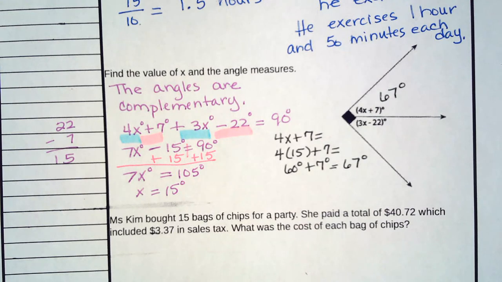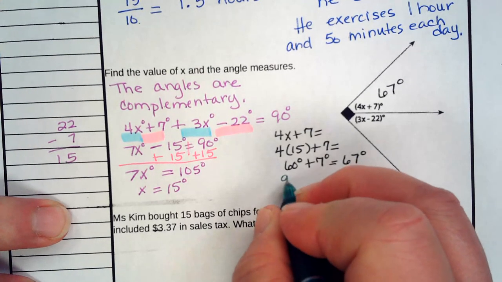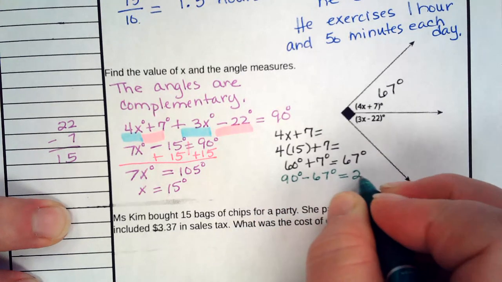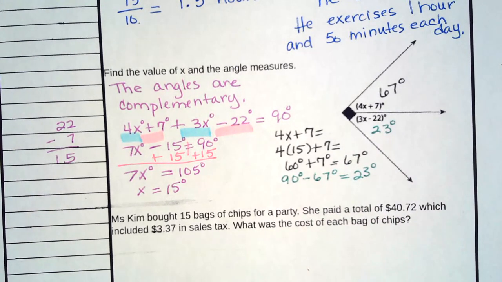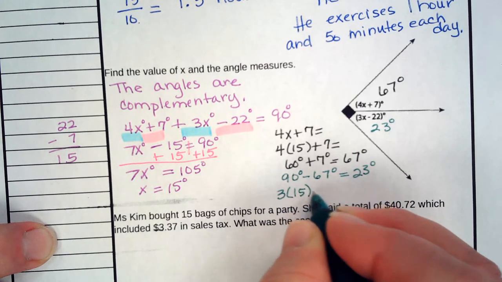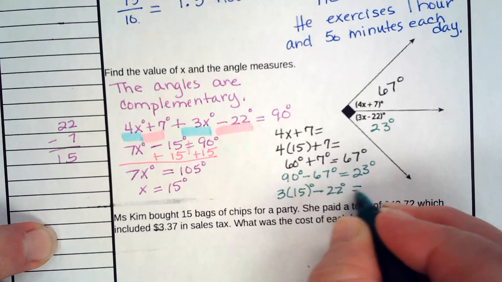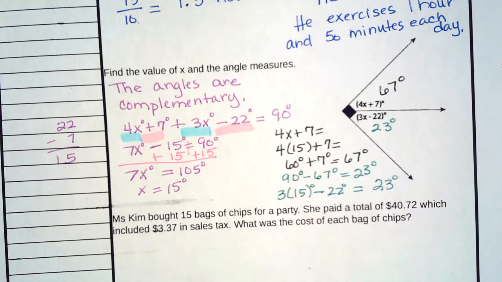What about the other one? 90 minus 67 would be what I would do. You don't have to do it that way, but that's the easiest for me. 90 degrees minus 67 degrees gives me 23 degrees. The other way would be 3 times 15 minus 22. So that would be 45 minus 22, which also gives me 23 degrees.